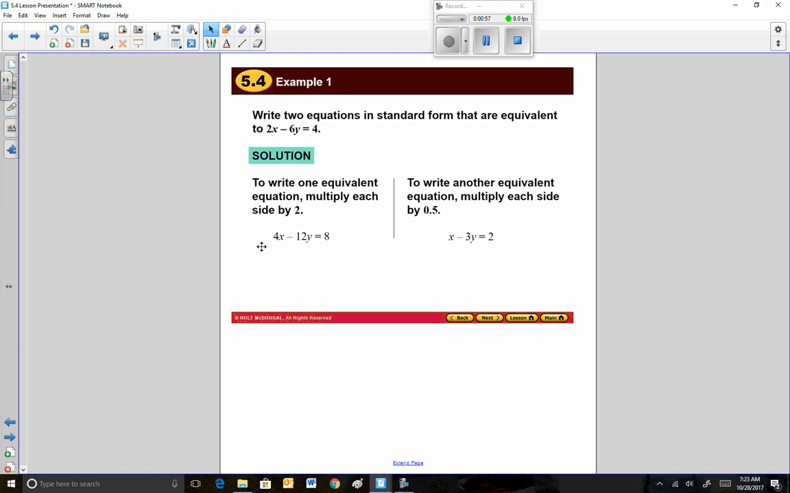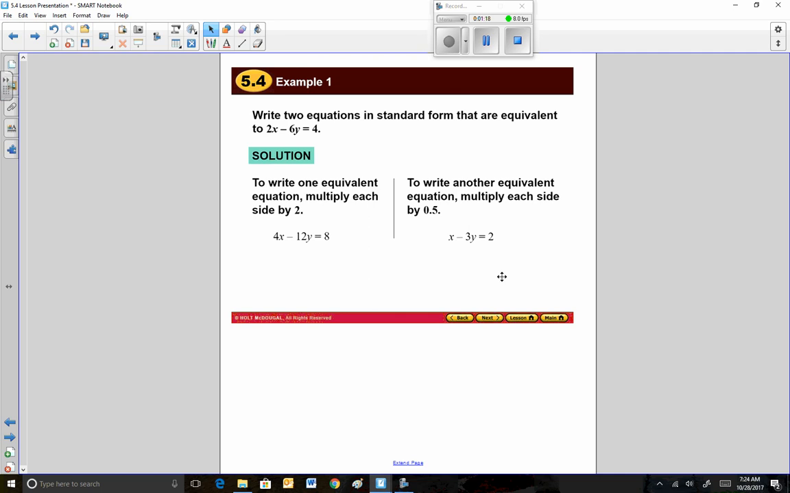So 2 times 2, 4. 2 times 6, negative 12. Well, it was negative. And then 2 times 4 is 8. It's just exactly the same as this equation. It's just been doubled. Can you multiply everything by a half? What's half of 2? 1. Half of negative 6? Negative 3. And half of 4 is 2. So this is also an equivalent equation.